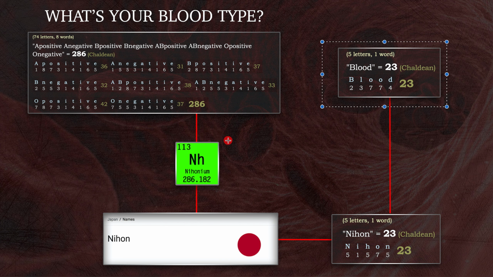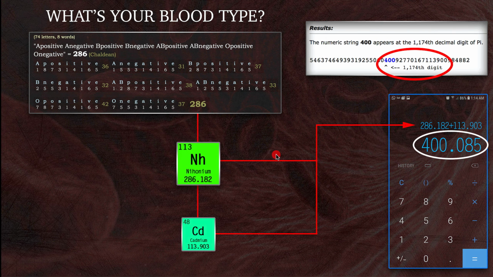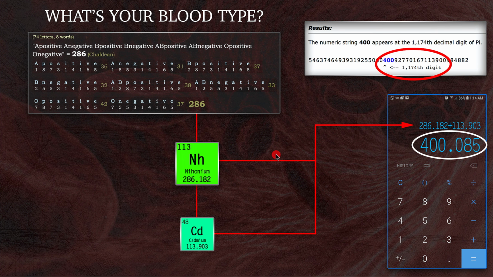Unbelievable things. And it's tied to Alice in Wonderland. So our blood types are tied to Wonderland. Alice in Wonderland. If you take Nihonium again, you notice, 113 protons. Cadmium has an atomic weight of 113. When you add those two together using the trusty calculator, you get the number 400.085.